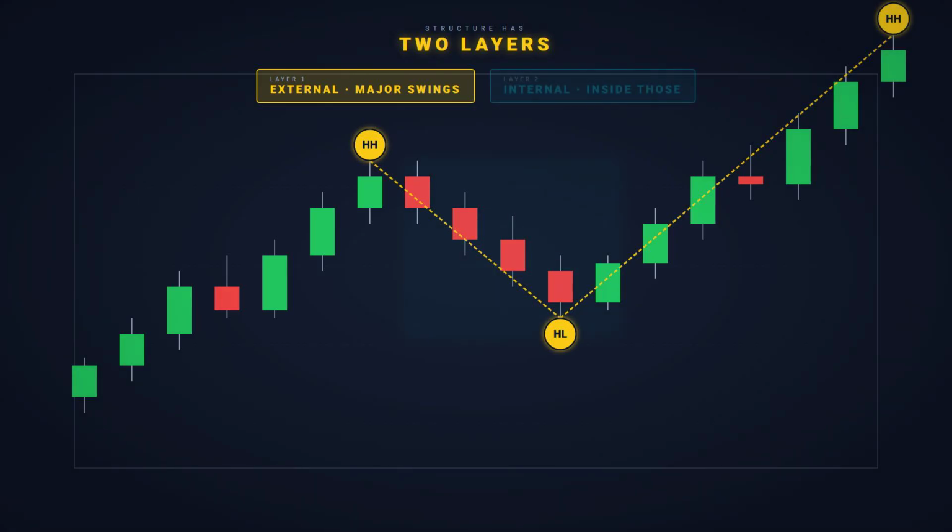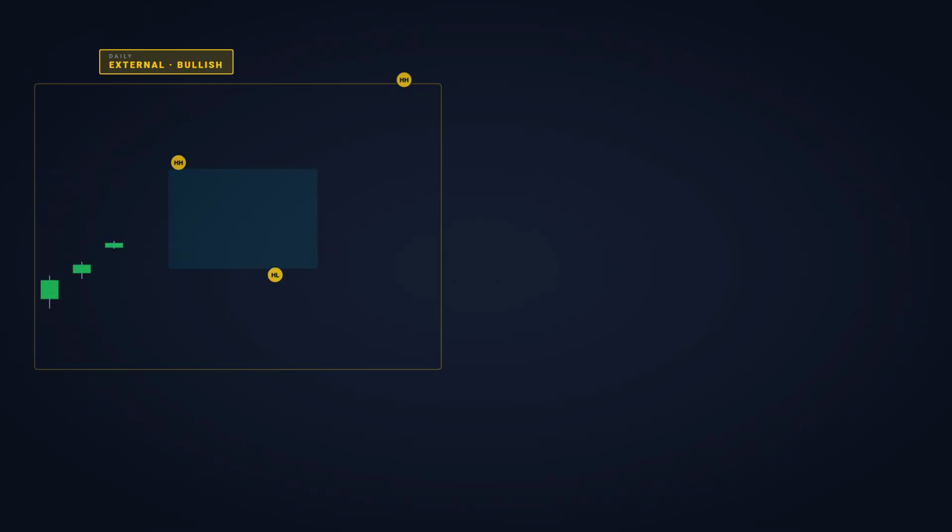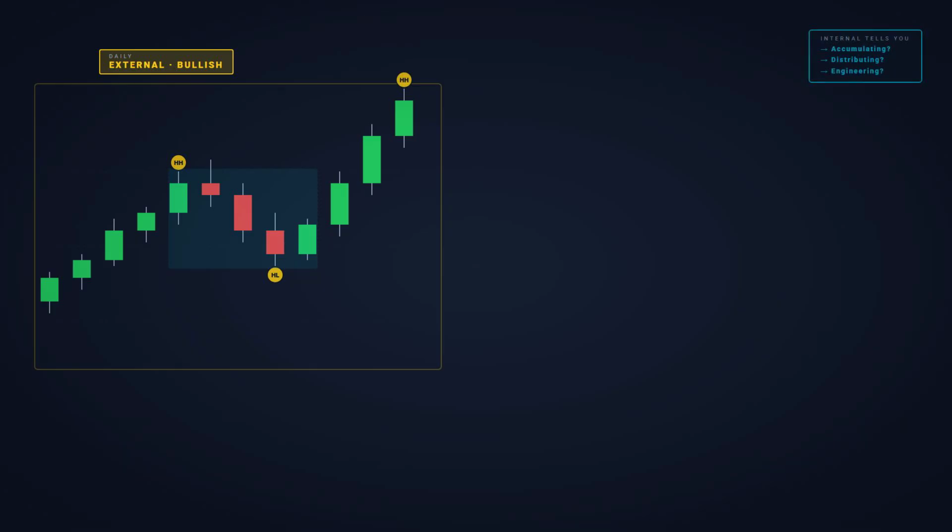Internal structure is everything happening inside those major swings, the smaller pushes, the minor pivot points, the short-term sequences forming within the larger move. And here's why this distinction is mechanically important. Internal structure tells you what smart money is doing right now. Are they accumulating? Are they distributing? Are they engineering a short-term move? External structure tells you the direction they are building toward. Those are two different questions, and they require two different structural reads.